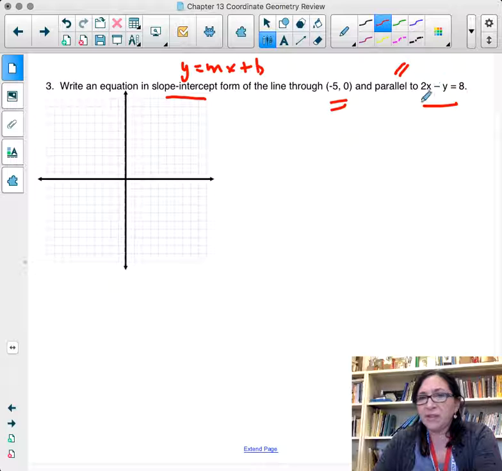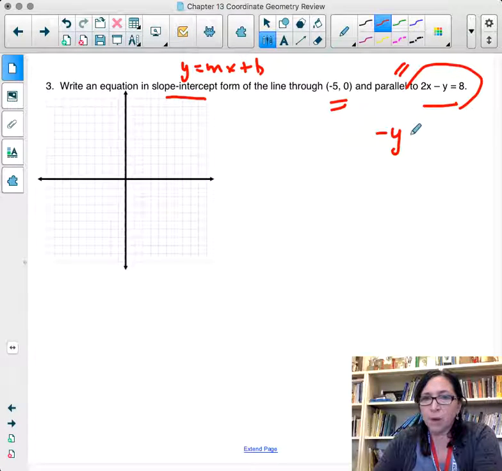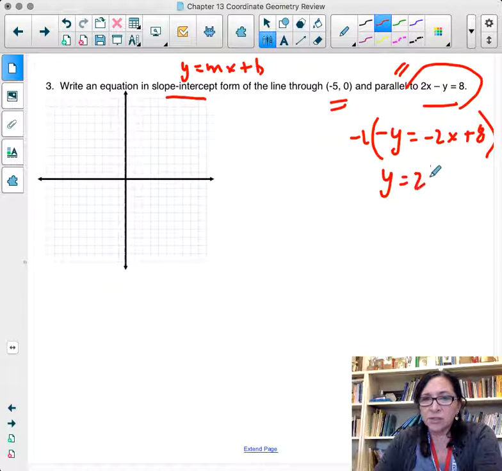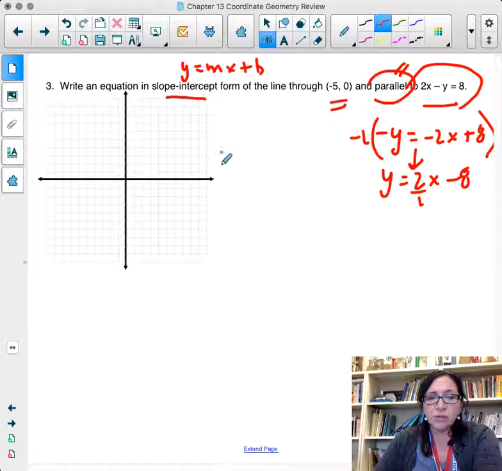Well, parallel lines have the same slope. So let's figure out what slope I can steal from this. So let's find the slope. Negative y is equal to negative 2x plus 8. So I'm going to multiply everything by negative 1, and I'm going to get y is equal to 2x minus 8. Well, the only thing that I want to steal from this equation that my line is parallel to is the slope. And that slope is 2 over 1. So my slope for my new equation is 2.